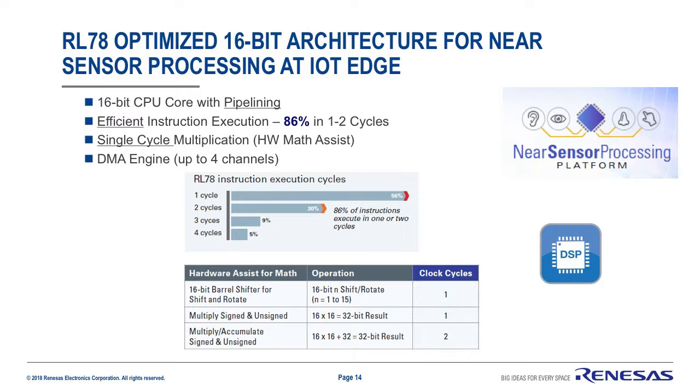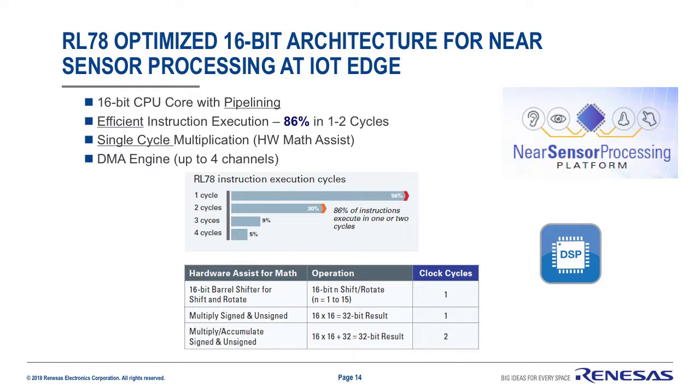Also, the RL78 MCU has hardware facilities to assist with math functions such as multiply, accumulate, and divide. The multiply and MAC are executed in 1 and 2 cycles, respectively. The RL78 barrel shift function, typically found on DSPs and 32-bit MCUs, can execute a 32-bit data shift or rotate with 1 to 15-bit positions in just 1 clock cycle.